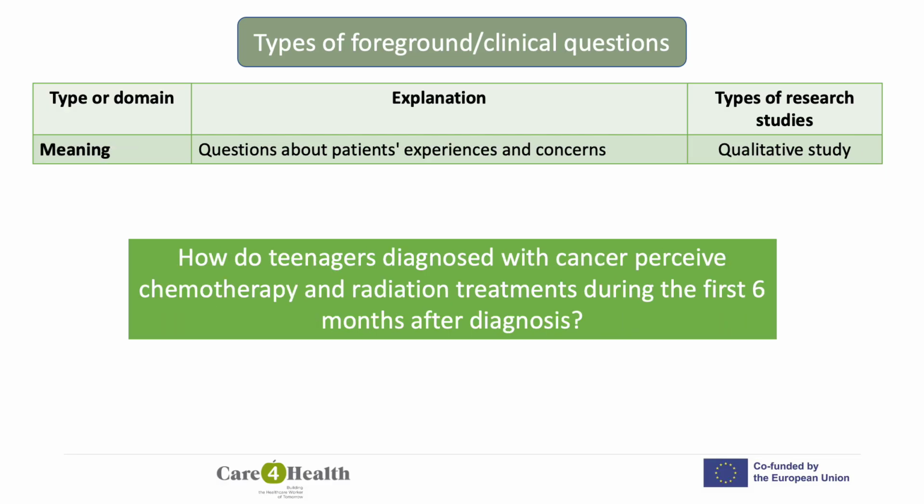And the last type is the meaning. Those are questions about patients' experiences and concerns. And in this case, we will seek another type of studies that we call qualitative studies. This is an example. How do teenagers diagnosed with cancer perceive chemotherapy and radiation treatments during the first 6 months after diagnosis?